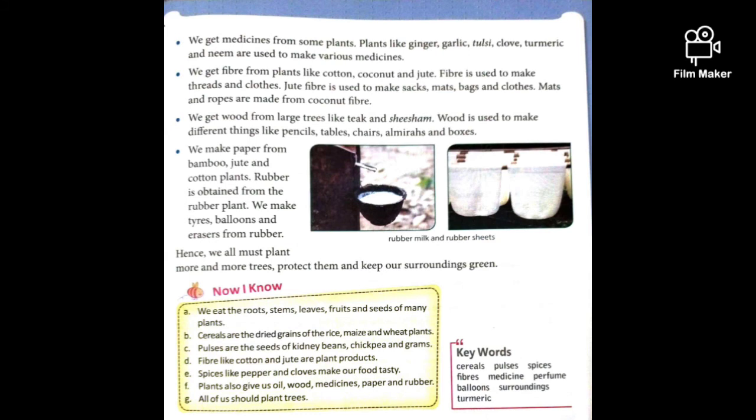Last but not the least, the paper that we get from plants like bamboo, jute and cotton plants. Rubber is obtained from the rubber plant. We make tires, balloons and erasers from rubber. Hence, we all must plant more and more trees and try to protect them and should also try to keep our surroundings clean.